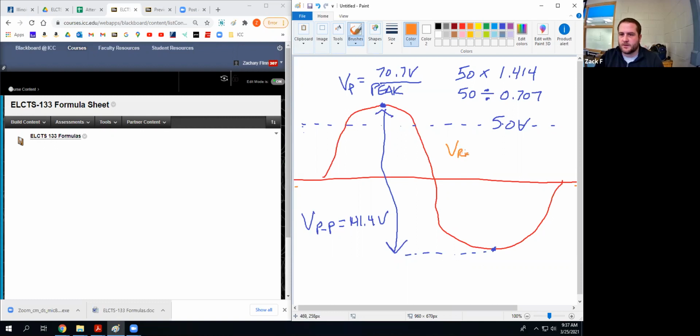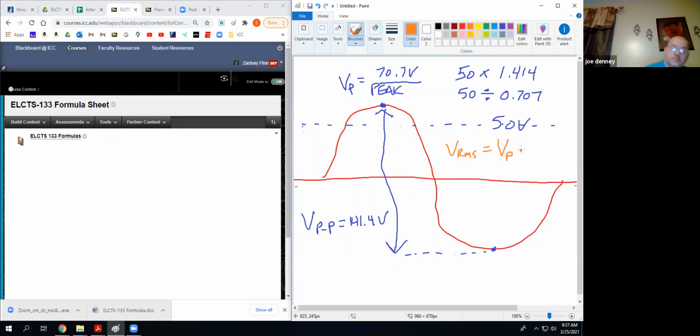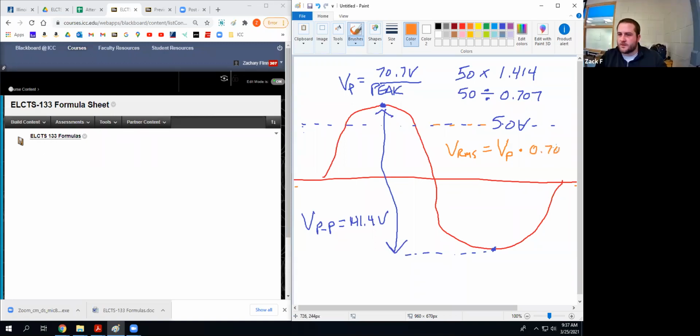I would write down V RMS equals V peak times 0.707. V RMS is here, right? Okay, times 0.707.